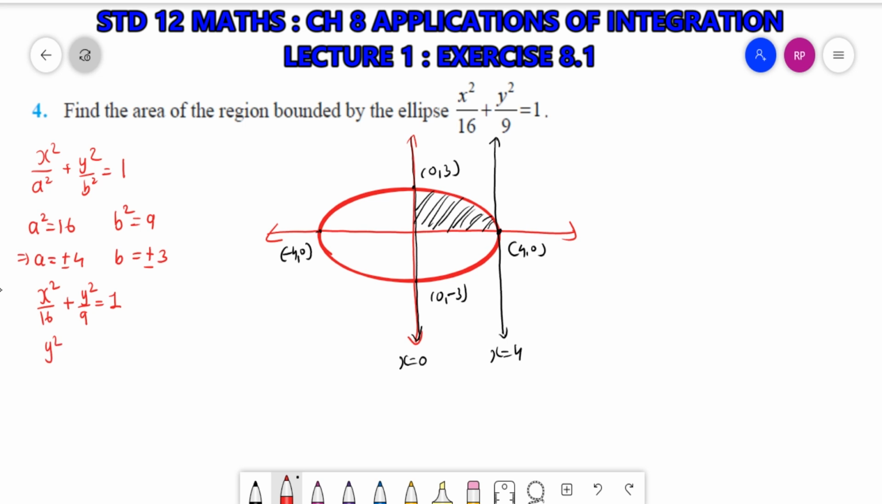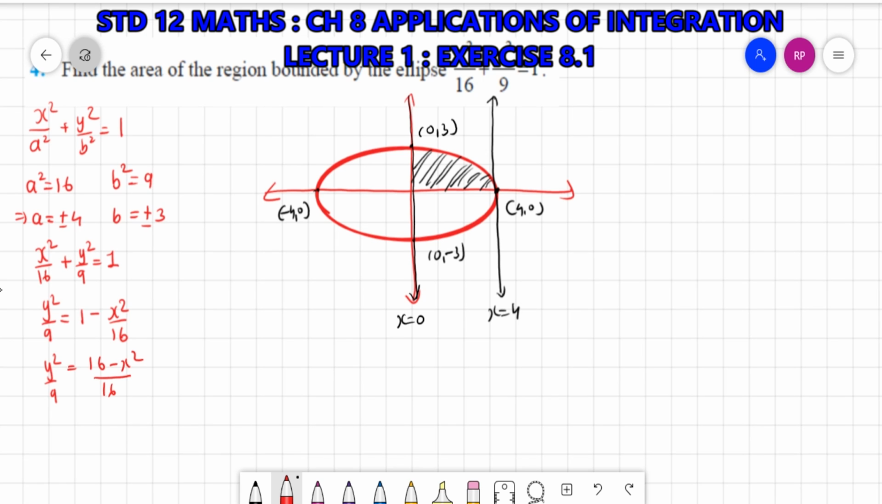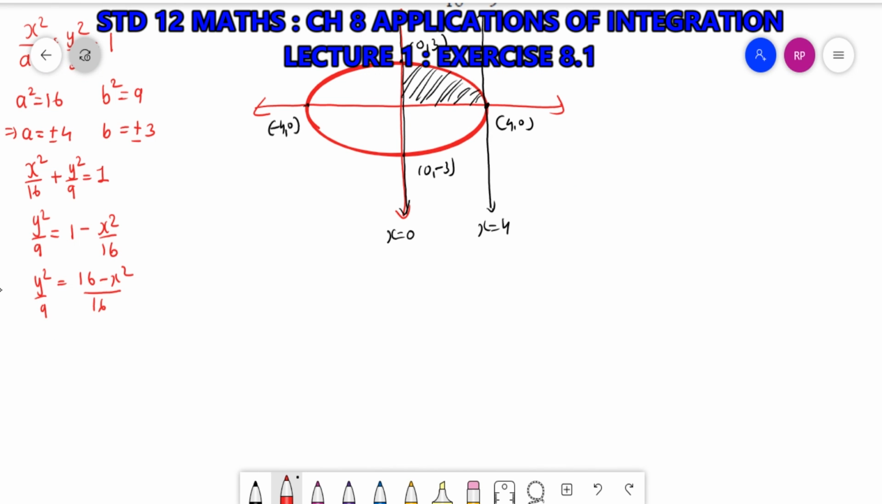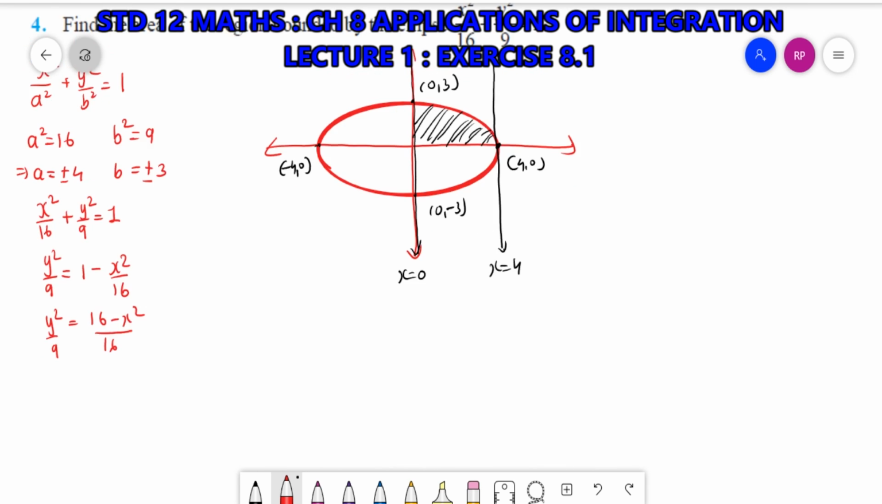So y square by 9 is equal to 1 minus x square by 16. So this will be equal to 16 minus x square upon 16. Right, so this is y square by 9. Okay, so what do we get? We get here y square is equal to 9 by 16 into 16 minus x square.